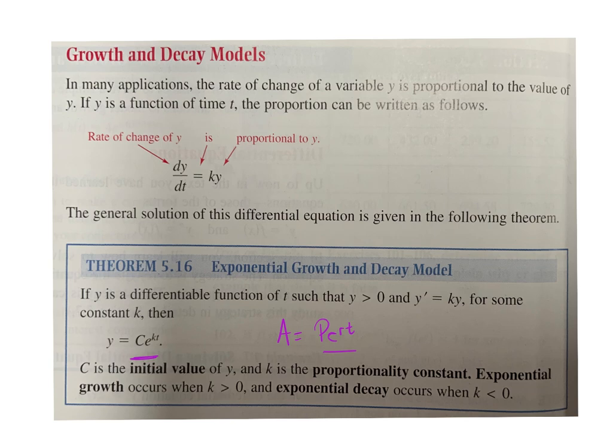Exponential growth occurs when K is greater than 0. Exponential decay occurs when K is less than 0. That makes sense, okay? So if something is growing, you'll have a positive constant K. If something is shrinking, decaying, you'll have a negative constant. So you can look immediately at an exponential function and see whether it's a growth or decay type model.